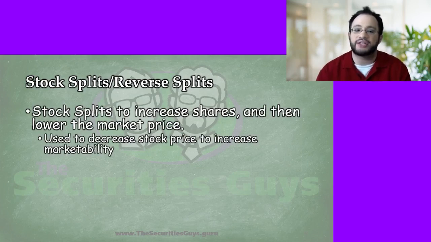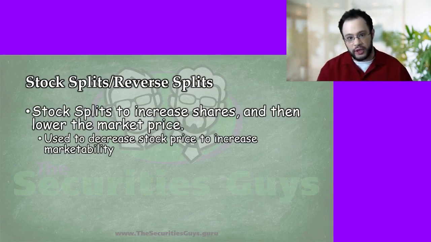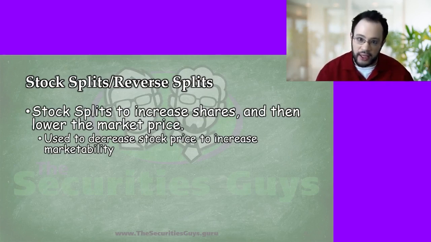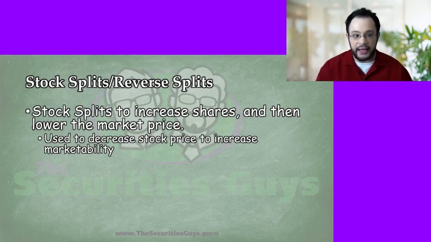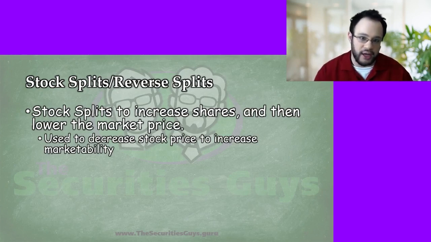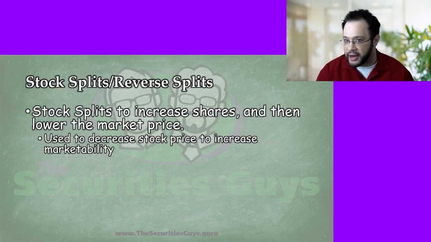Stock splits and reverse splits. Stock splits, again, increase shares, then lower market price. Used to decrease stock price, to increase marketability. If you go and look up, my favorite company to talk about and show people is one called Berkshire Hathaway. All you need to do is type into Google BRK hyphen, the little dash, A, and look at what the stock price of Berkshire Hathaway is. And I want to make sure when you do this, you understand that your eyes aren't deceiving you. No, there's not some error on the screen.